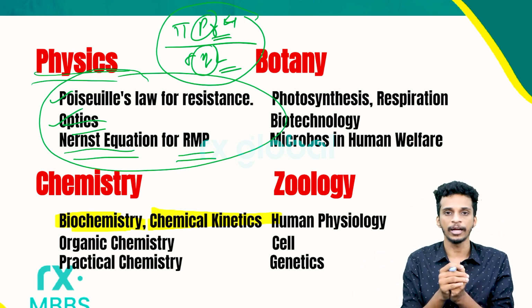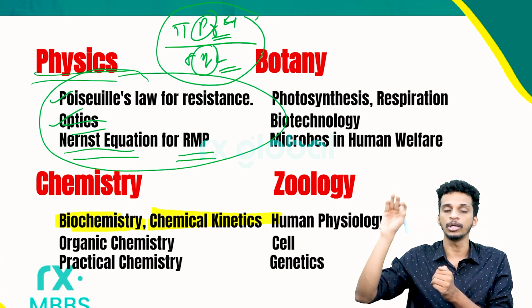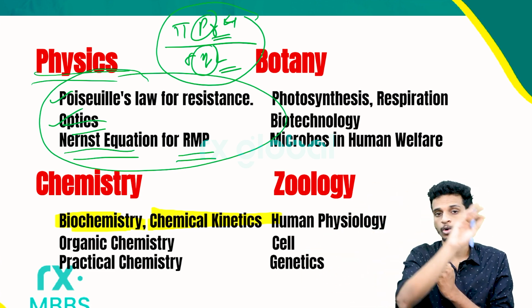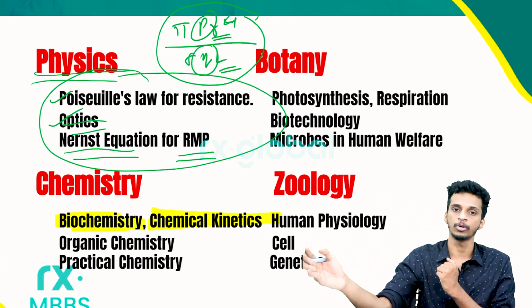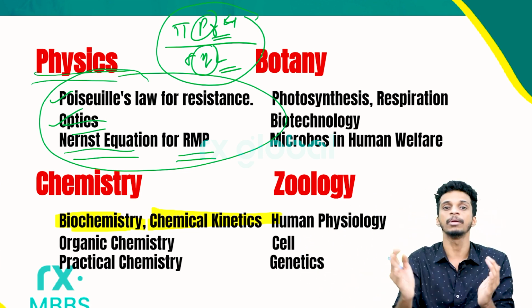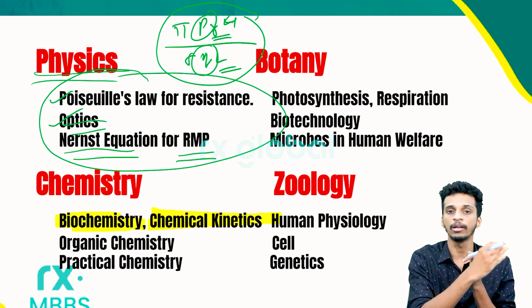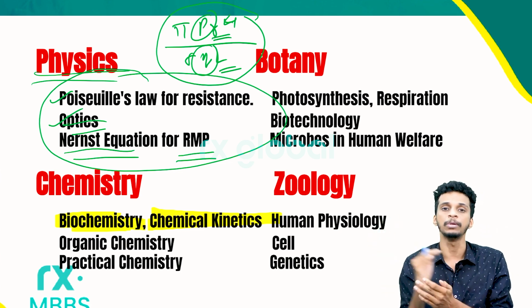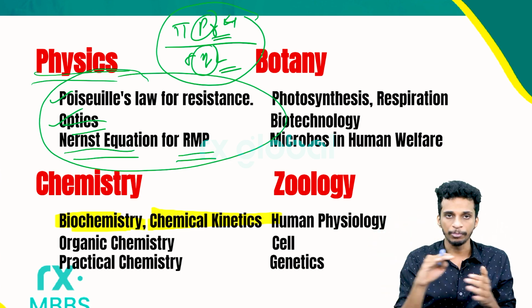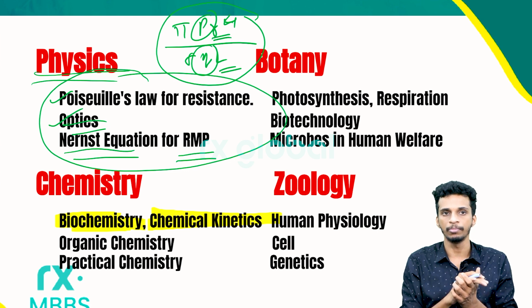You need chemical kinetics, you need to know the half-life, you need to know the equation for half-life, you need to know about first order reaction, you need to know about zero order reaction. These are extremely important, and the questions regarding first order, zero order reactions and half-life are being repeatedly asked in the NEET PG also. So chemical kinetics is also important for your MBBS course.